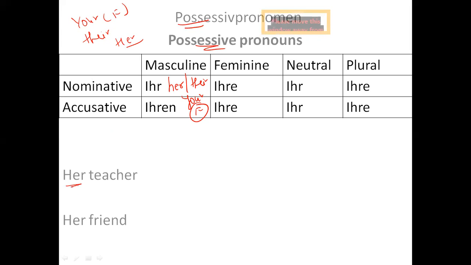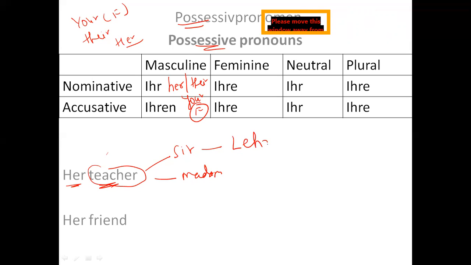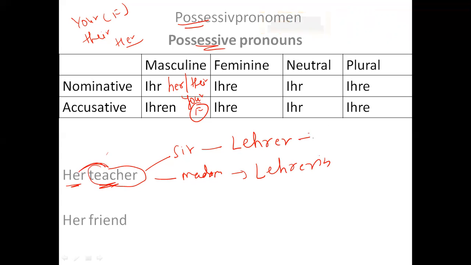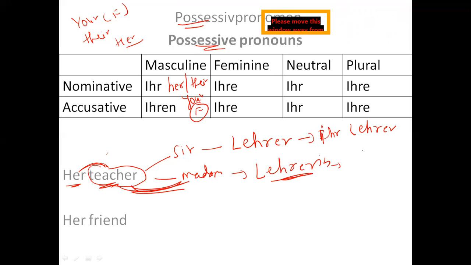If I say her teacher, I am going to use this table only. But a teacher can be male, can be female. It can be sir, it can be madam. If it is sir, it is Lehrer. If it is madam, it can be Lehrerin. So if I say her male teacher, I will use ihr Lehrer, and this I should be small. But if I say her madam, her female teacher, I should use ihre Lehrerin.